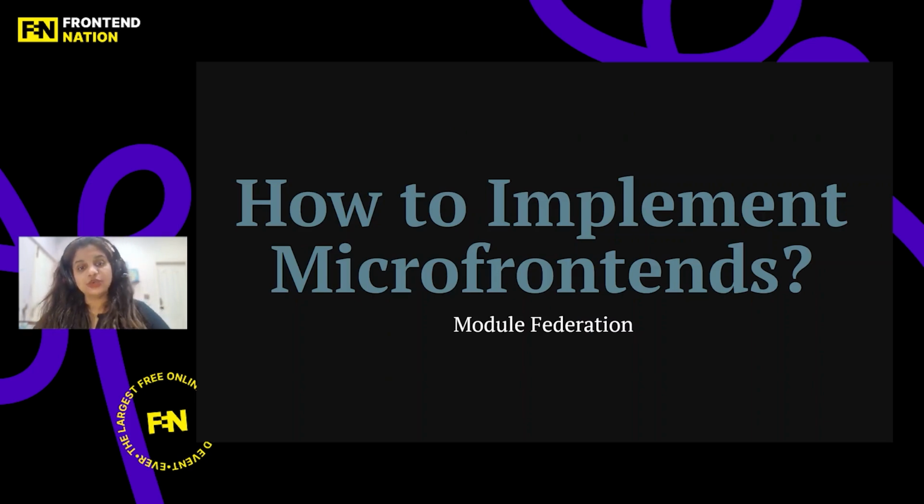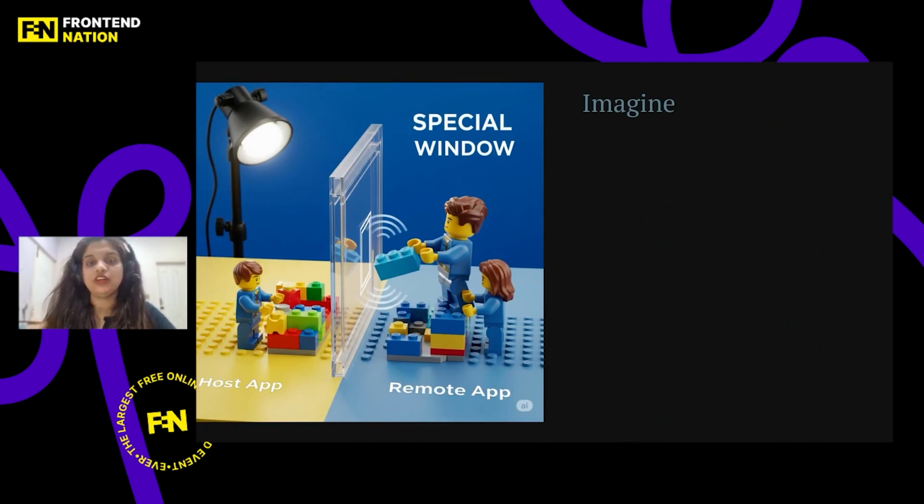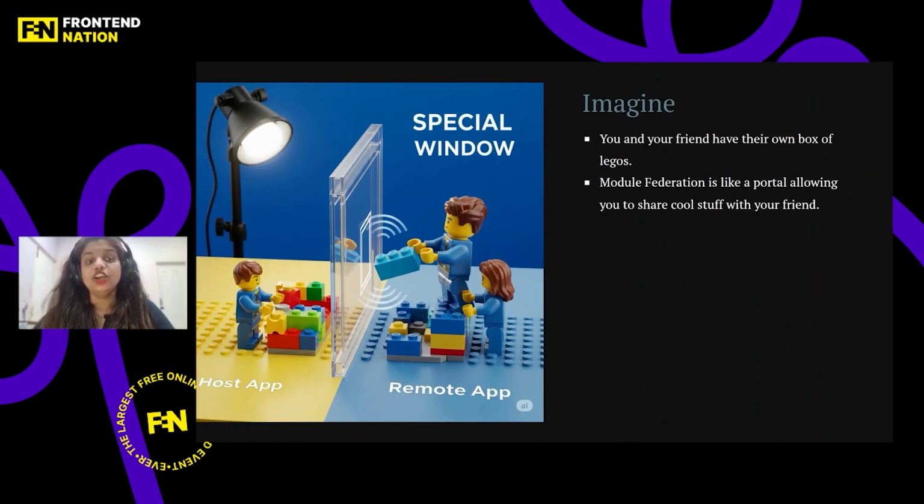Well, imagine you have a big box of Legos and your friend also has a big box of Legos, right? You both are building your own toys with these Legos. Module federation is like having a special window between your Lego house and your friend's Lego house. It allows you to say, hey friend, I have this super cool blue brick that you could use. And in the grown up world, we call this a remote application. And your friend can say, wow, can I borrow this brick to put on my house? In the grown up world, this thing is called a host application because it is borrowing something from the remote application.